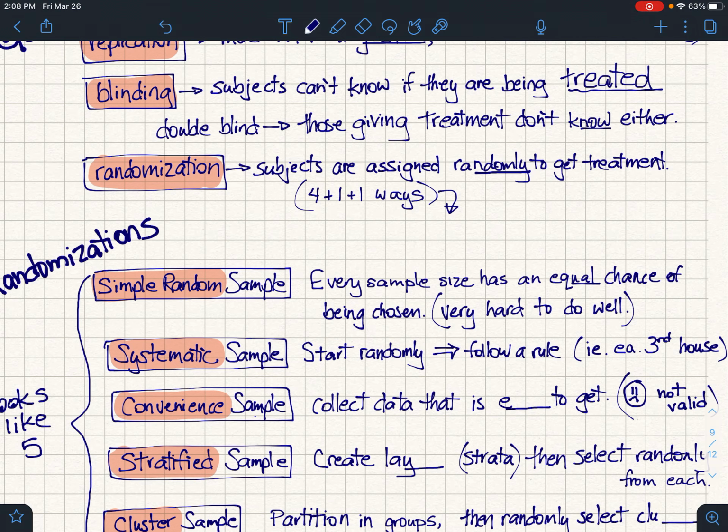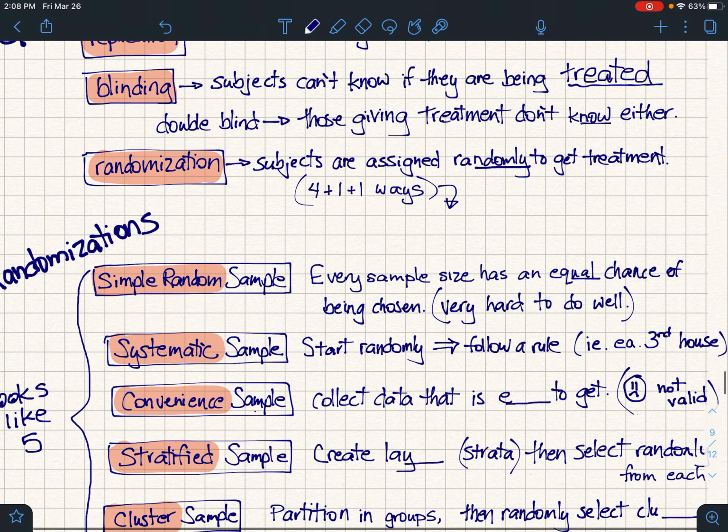Systematic sampling. You start randomly, pick one individual, one bacteria cell randomly, and then you follow a rule, like every 3rd bacteria that you run into. You test it. So you start randomly, but then there's the rule. And by the way, these are all defined as random, meaning they have random in there somewhere, okay?